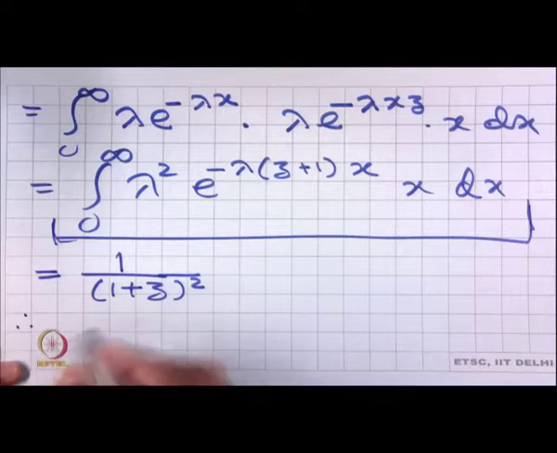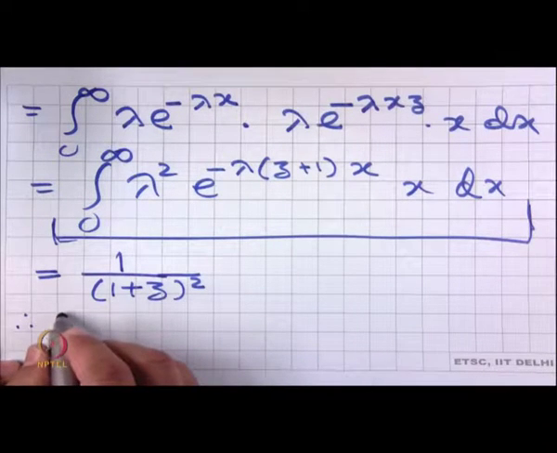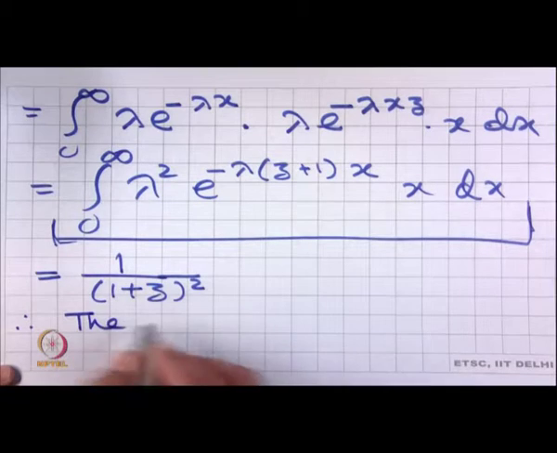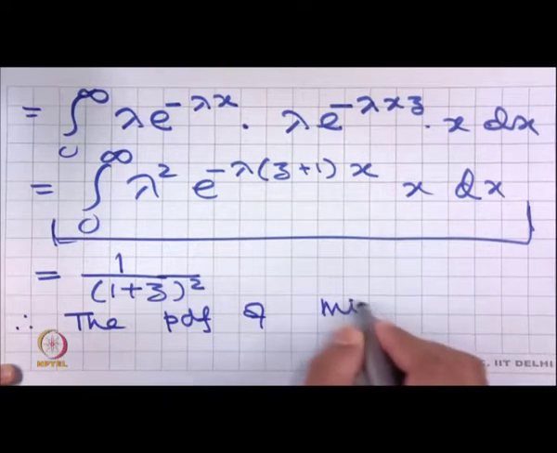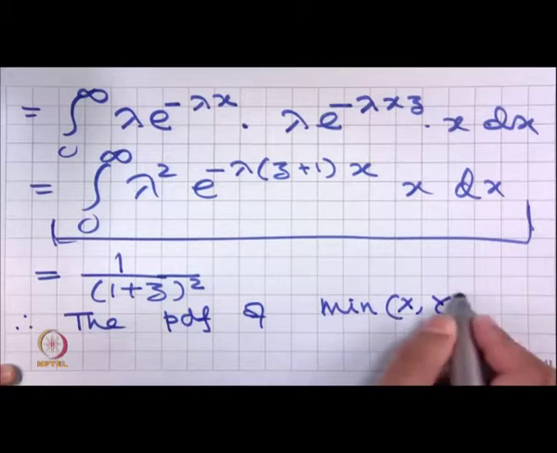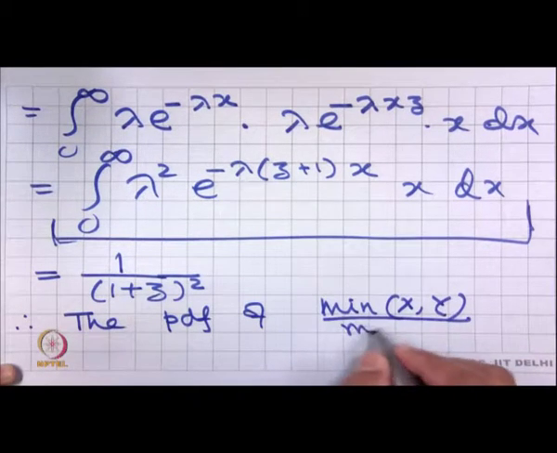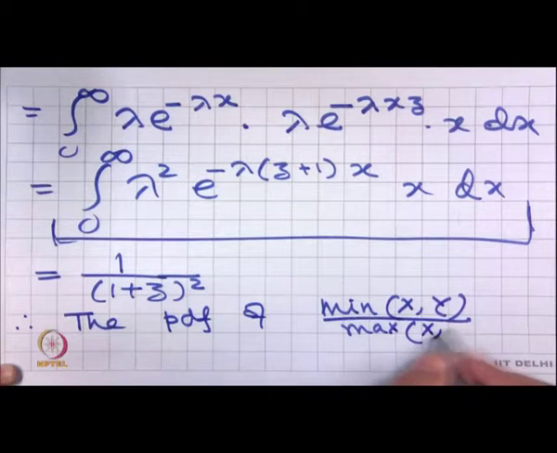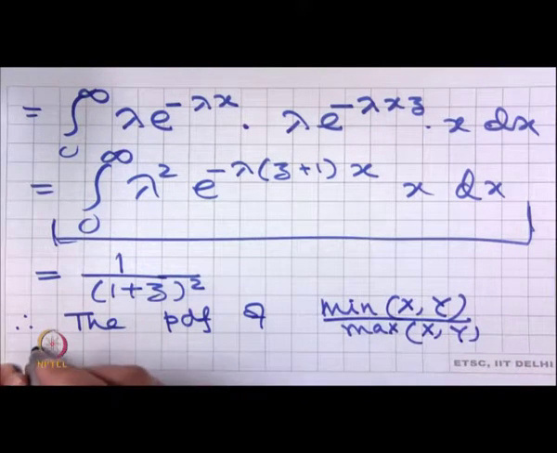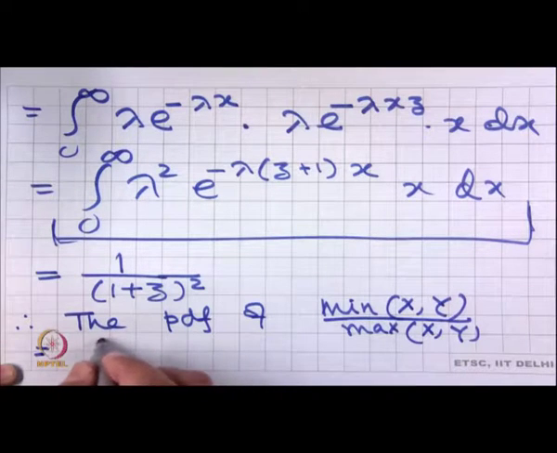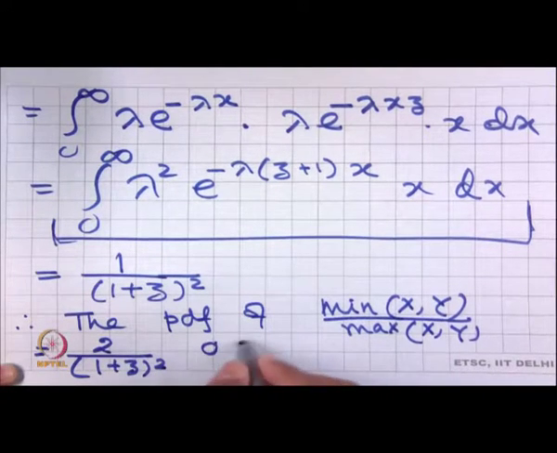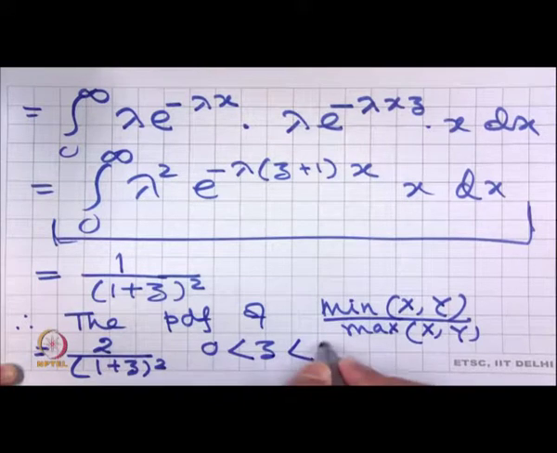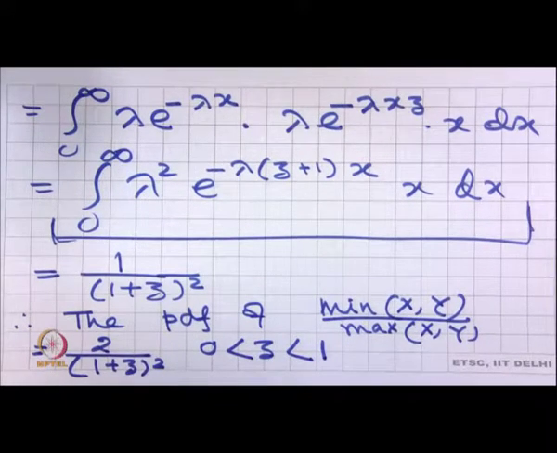Therefore, the PDF of minimum over x comma y upon maximum over x comma y is equal to 2 into (1 plus z) whole square, for 0 less than z less than 1.